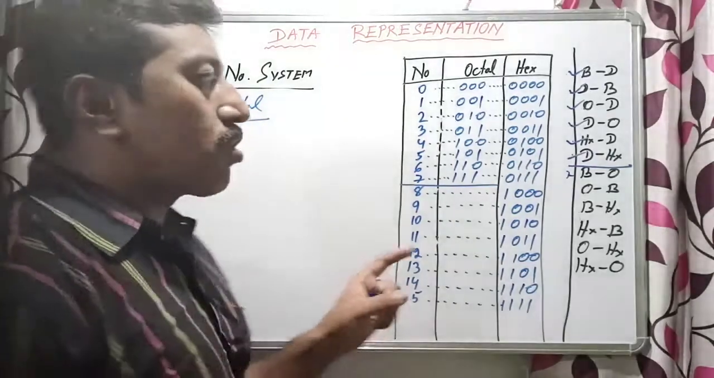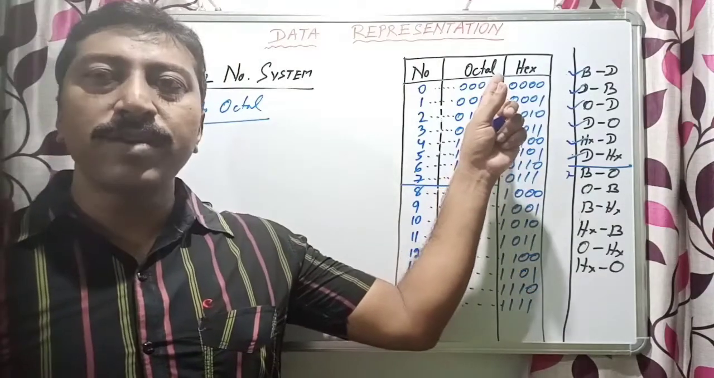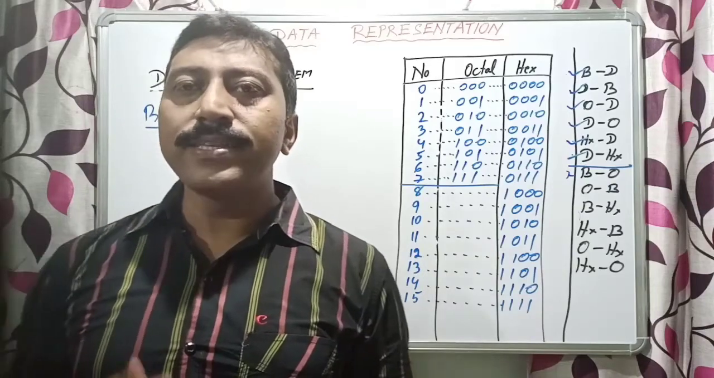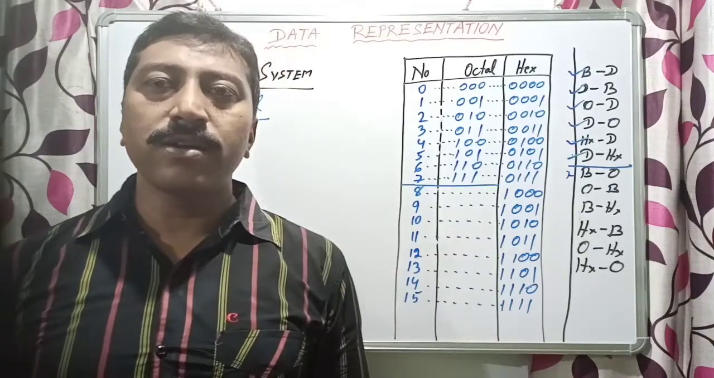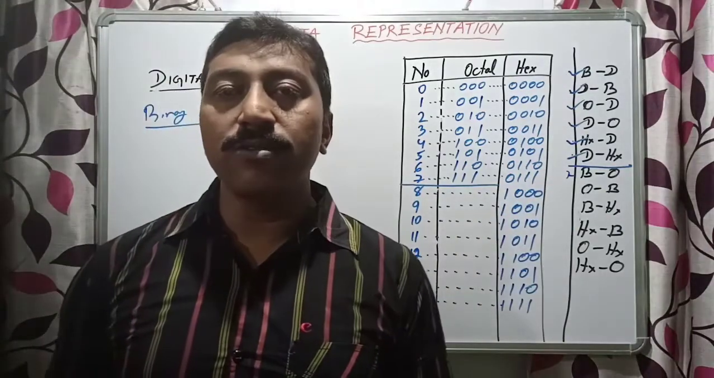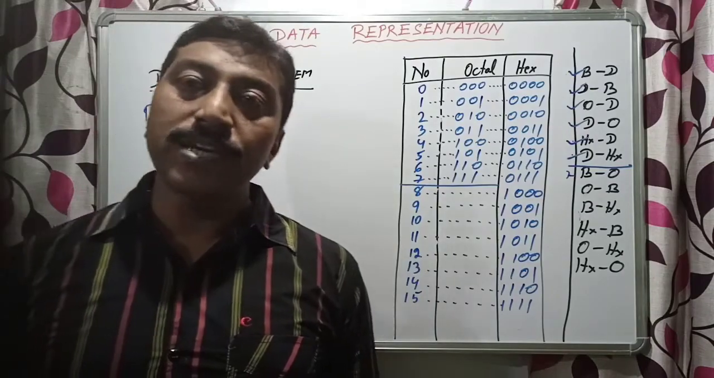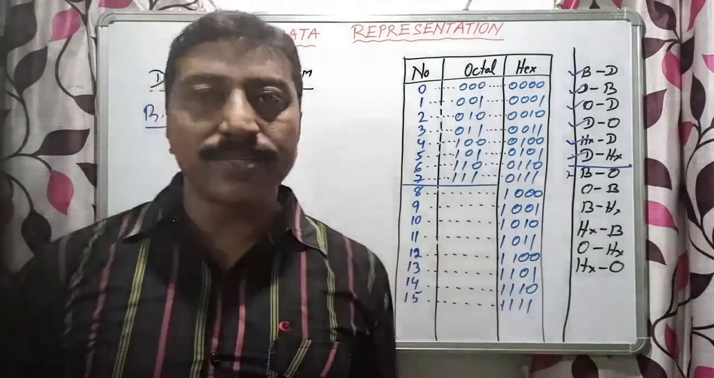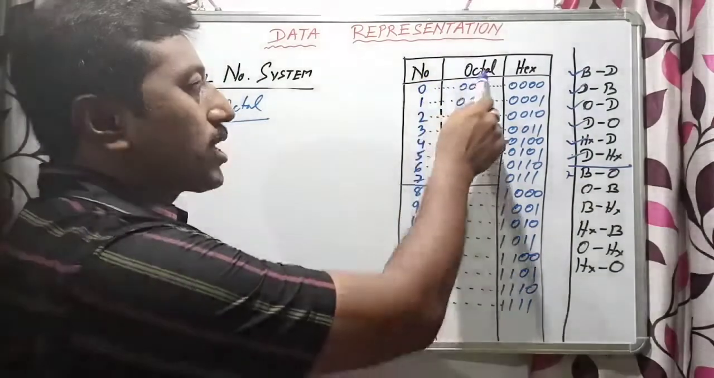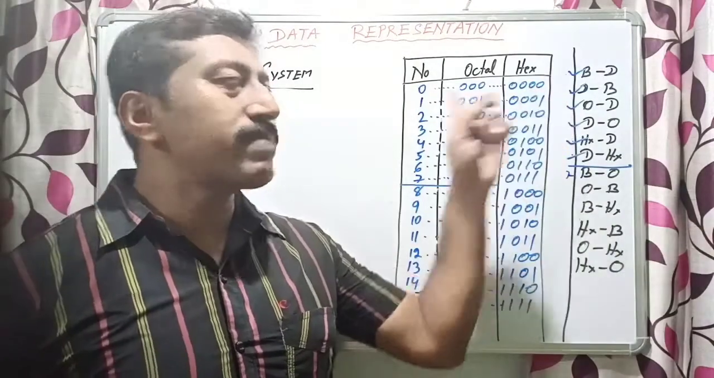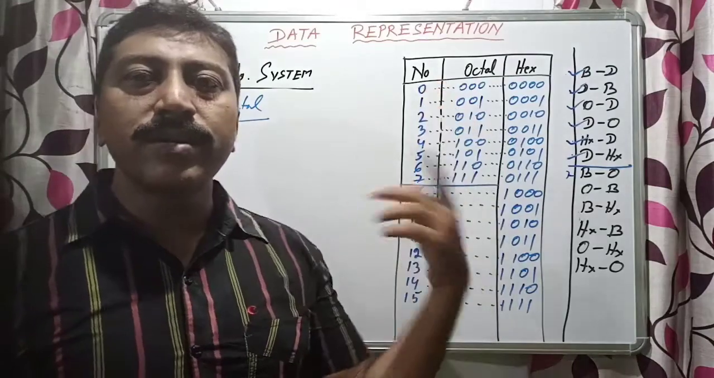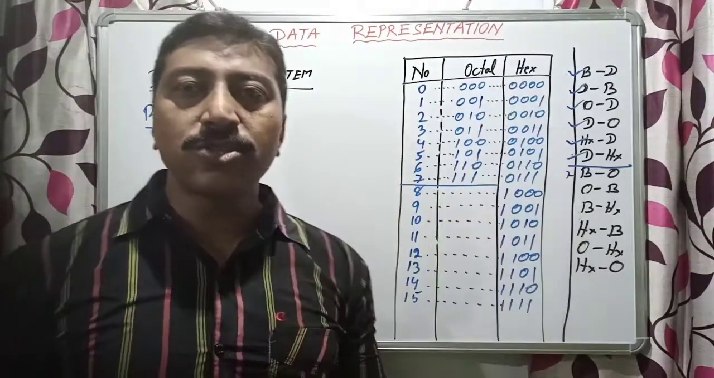Before starting binary to octal, first you have to remember, or practice, this table. It is a very easy table, and if you know it, then it will be easy to calculate the conversions: binary to decimal, decimal to binary, binary to octal, octal to binary, and also hexadecimal to binary and binary to hexadecimal. So what is the table? Just watch properly. If a number is 0, then the octal form will be 000, and its hexadecimal form will be 0000, that is 4 bits. Decimal numbers can be converted to 3 bits in octal and 4 bits in hexadecimal.